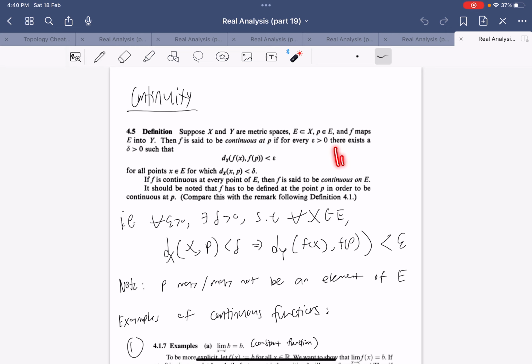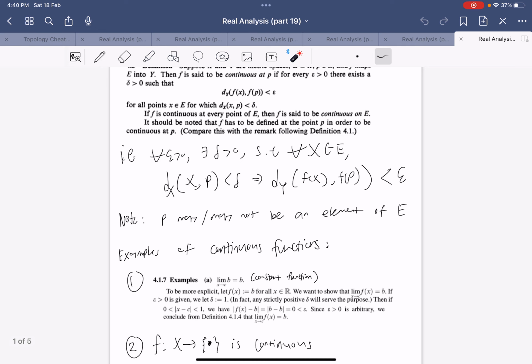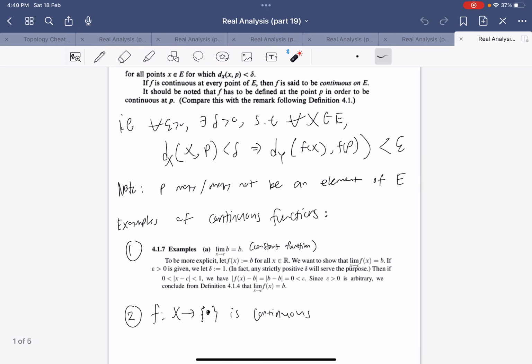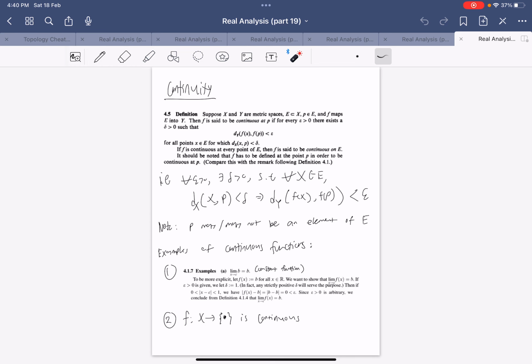And so what this really means is that the limit as x approaches p of f(x) equals f(p). So you just like subbing in the value here. And this p again is a limit point because it uses the same notion. But everything you know about calculus remains to hold true. And so, let's take some examples of continuous functions.